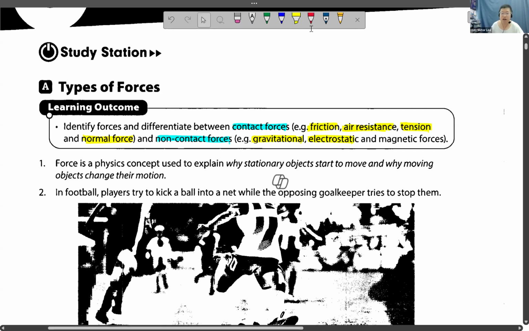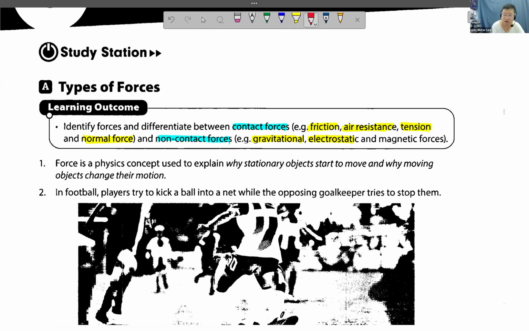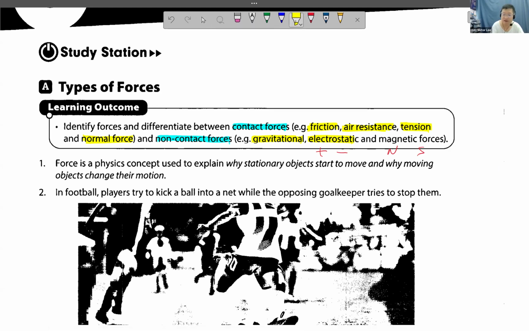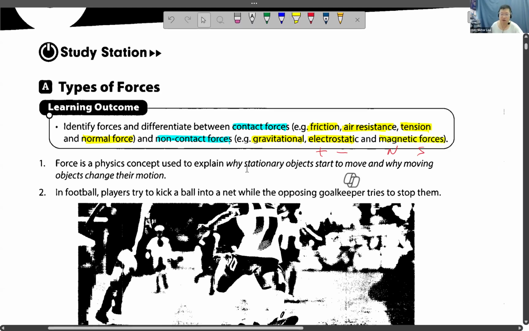Electrostatic force has to do with charges, like positive and negative charge. And then magnetic force is a north and south attraction, and of course north and south poles can attract or repel, and so on. Those are called magnetic forces. So these are the three examples of the non-contact forces.